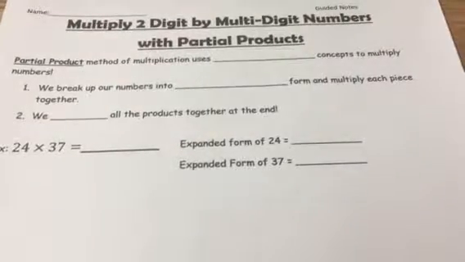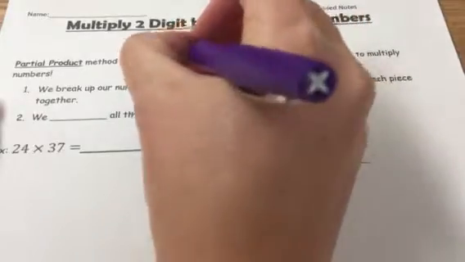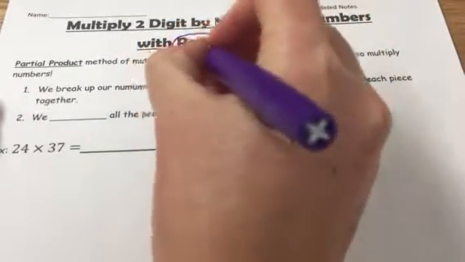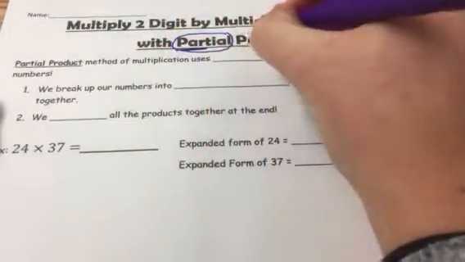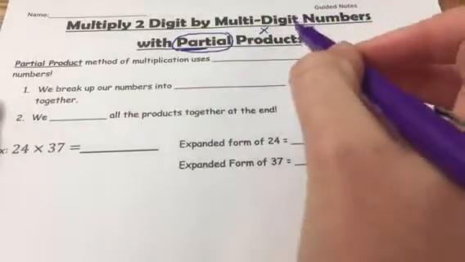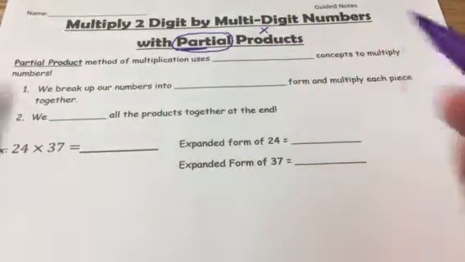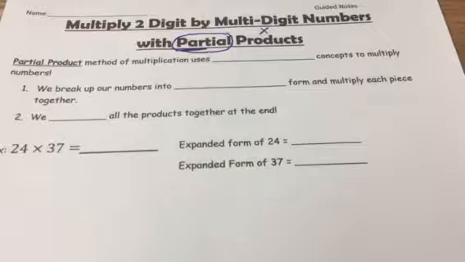All right, now we're going to use this partial product method, and we're going to extend it to two-digit numbers by multi-digit numbers. Now again, this process is breaking up our numbers into parts. That's why it's called partial products. We're breaking it up into parts. And again, products means to multiply. So we're just breaking down our numbers into more manageable pieces, and then we multiply and add them all up at the end.